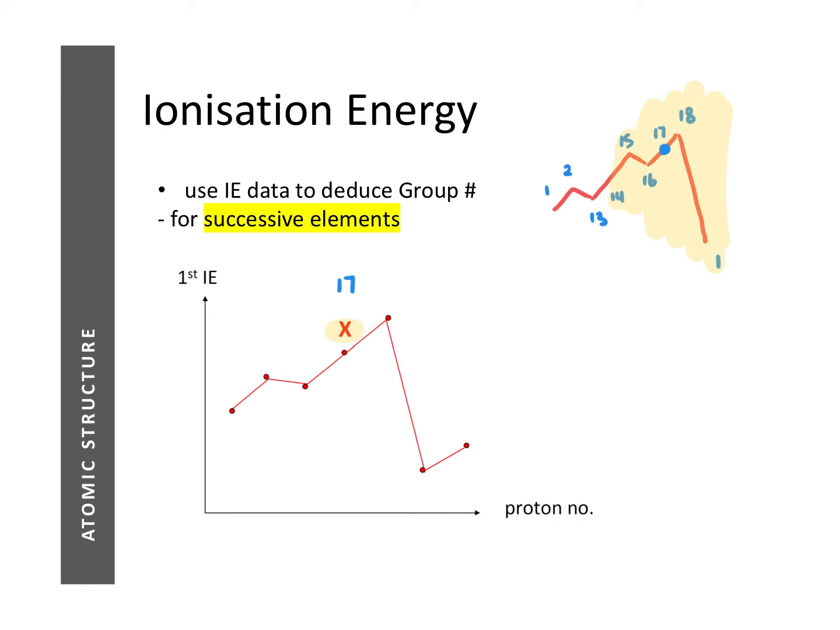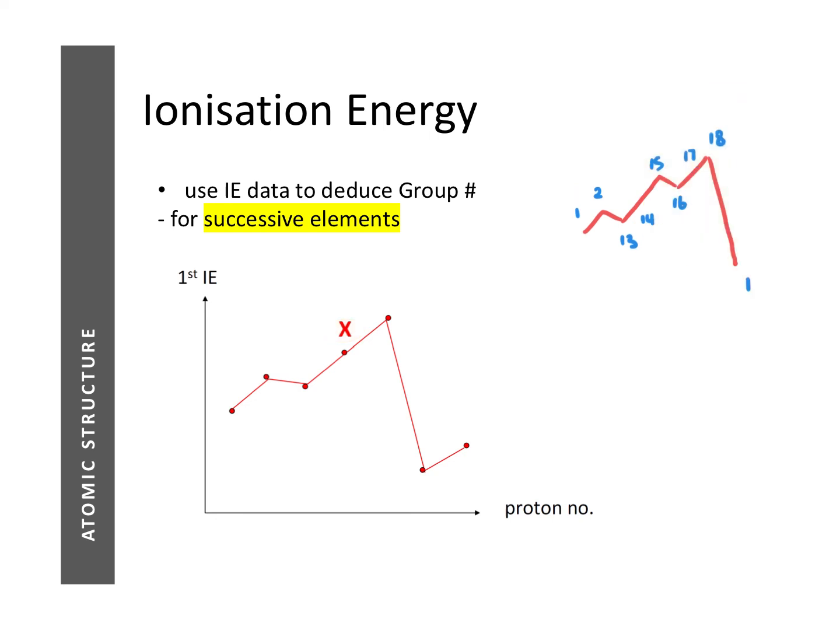Okay, so once again, if you are given a graph of first ionization energy versus proton number, or for successive elements, how do you identify the group? It is to quickly replicate the first ionization energy graph across 2 periods, and then quickly look at which segment is represented in the question, and with that you should be able to identify the group number of the unknown atom.